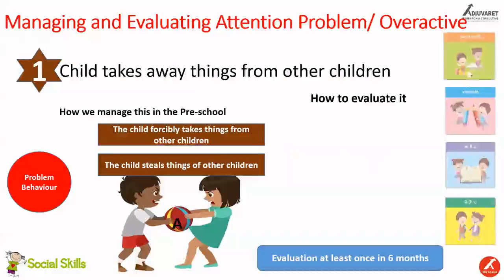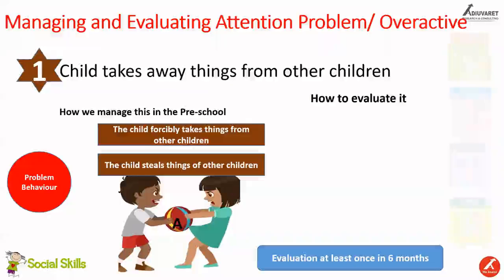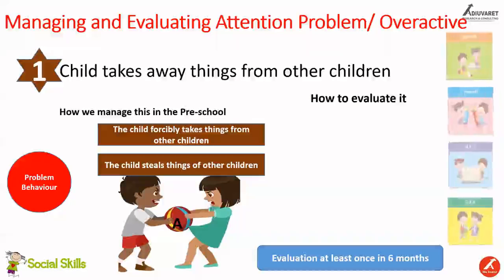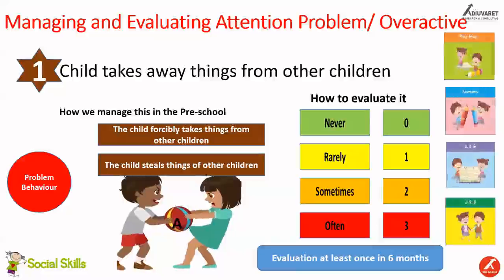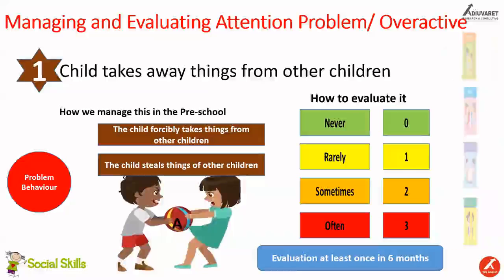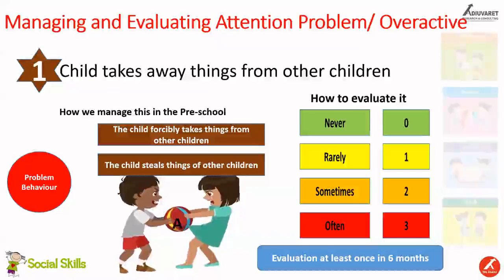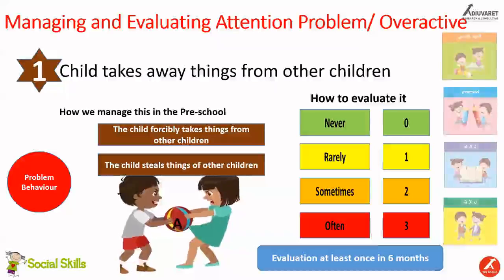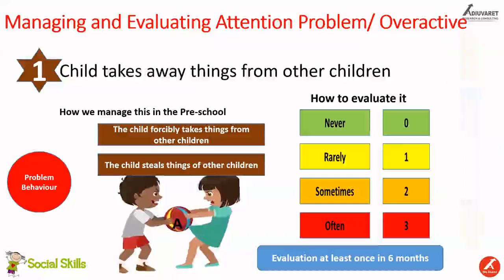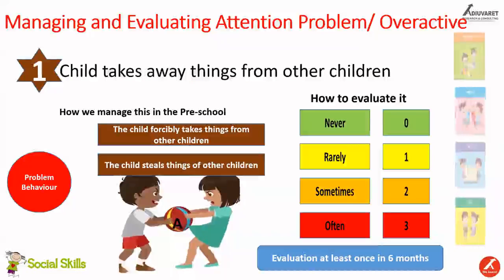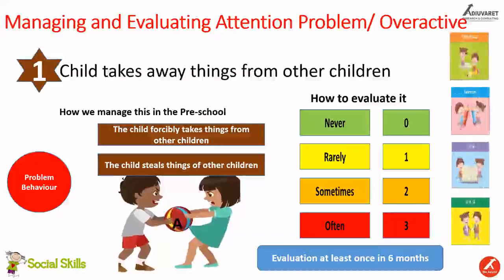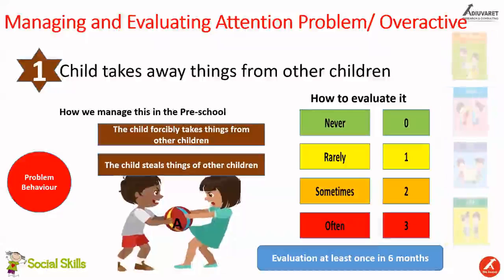Number one is, is the child forcibly taking things away from other children? Yes or no? If the child is not doing it at all, then we give a score of 0. If sometimes and rarely the child does such behavior, we assign a score of 1. If it is sometimes, then 2. And if the child is doing it often, then we assign a score of 3.